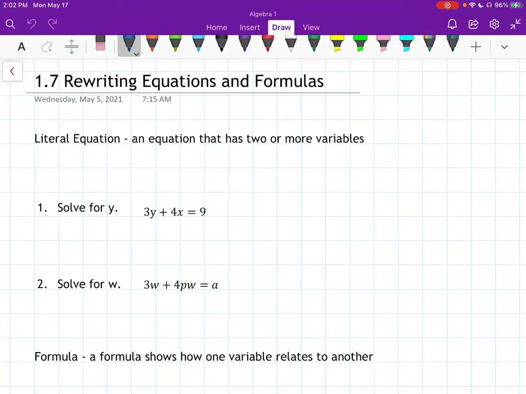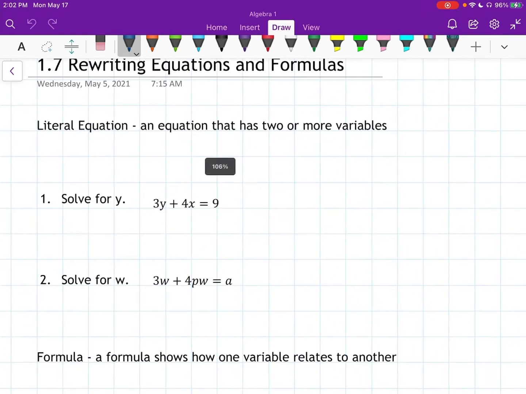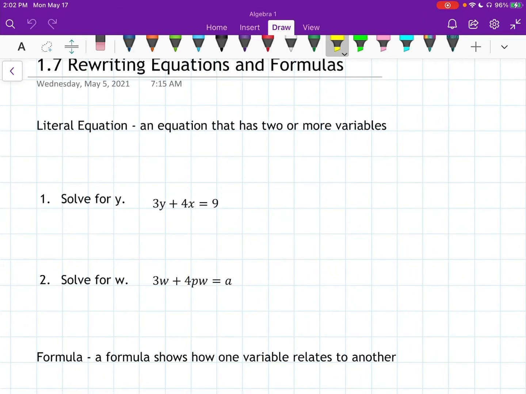1.7 Rewriting Equations and Formulas. This is our last section of Chapter 1. Starting off, we have a definition. A literal equation is an equation that has two or more variables.